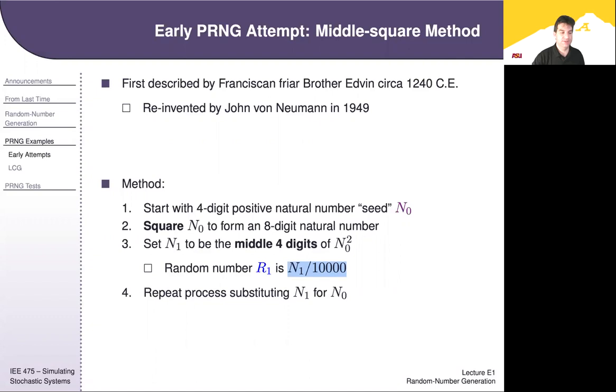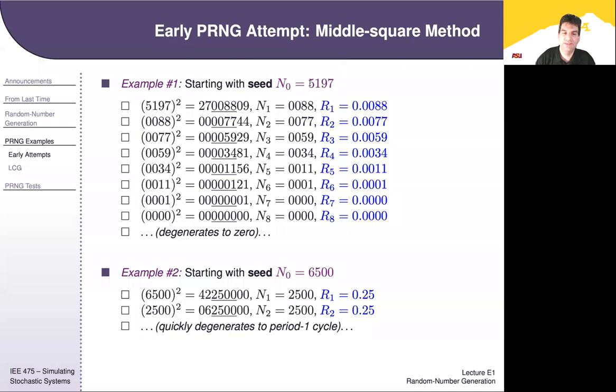So here's an example. We start with a seed 5197. Here's 5197 squared, which is this 8-digit number after it's squared. So we'll grab the middle 4. Great. So our first number is going to be 88. We divide 88 by 10,000, we get 0.0088. Remembering our place value, 0.0088. So that is our first random number between 0 and 1.